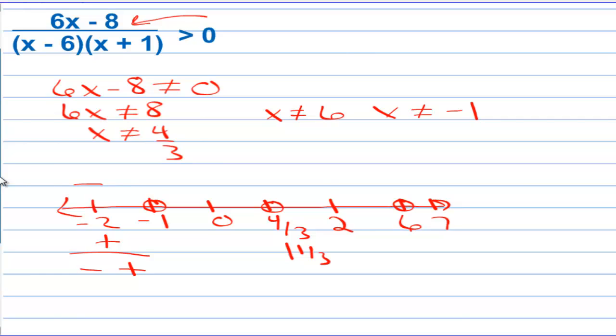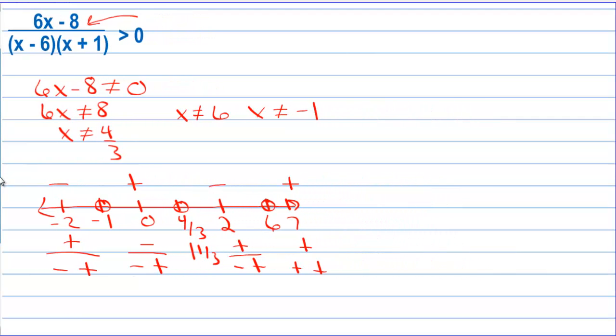Plugging 0 in, I get negative over negative times positive. That's negative over negative. That's positive. When we plug 2 in, I get 12 minus 8 is positive. Then I get negative and positive, so that's negative. And plugging 7 in, I get positive, positive, positive. That's a positive. Now we're looking at values that are just greater than 0, which is positive. So the answer is negative 1 to 4/3, and then union with 6 to infinity.